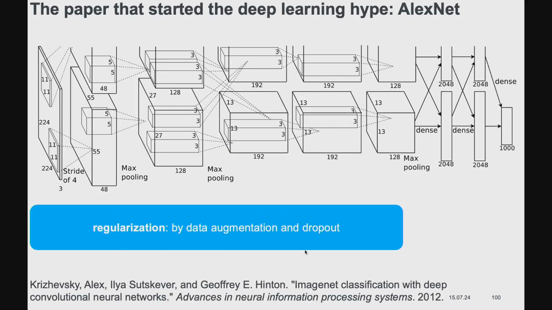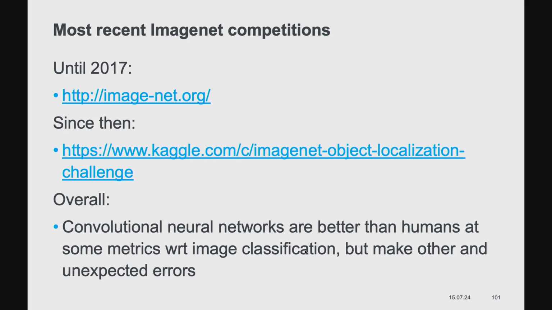This was from 2012, and the most recent ImageNet competitions, here are the competitions, show better than human performance. But of course, the human performance is measured on a somewhat unnatural task. Here is an image, label that. And then the humans are not that great.